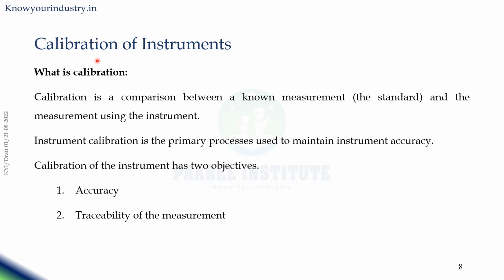In this slide, we are going to see a little more about the calibration of the instruments. Calibration is a comparison between the known measurement, the standard, and the measurement using the instrument. Instrument calibration is the primary process used to maintain instrument accuracy. Calibration of the instrument has two purposes: one is accuracy and the second is the traceability of the measurement.